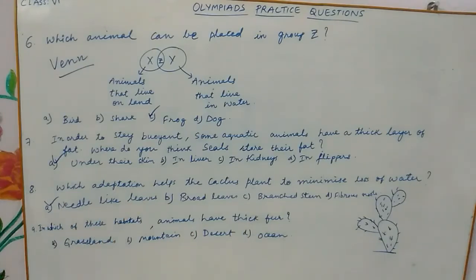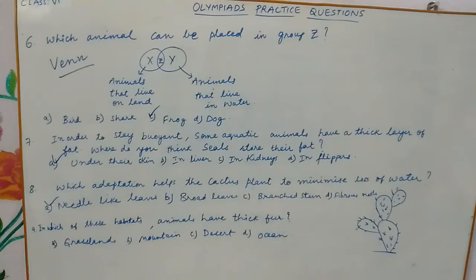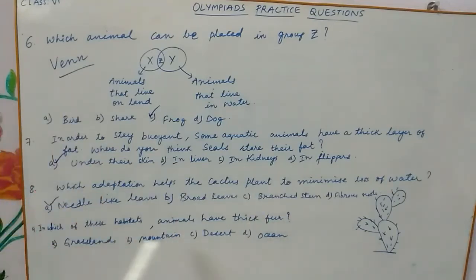In which of these, the ninth one, in which of these habitats do animals have thick fur? So thick fur, you see that some animals have a very thick covering of fur. So in which habitats do you find them? A, grasslands, mountain, desert, ocean. The correct option, what could it be children? It is mountains, because that thick fur helps them to protect from the extremely cold climate or weather. Okay, so this is the right option.